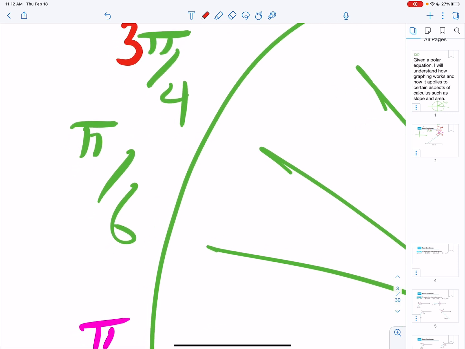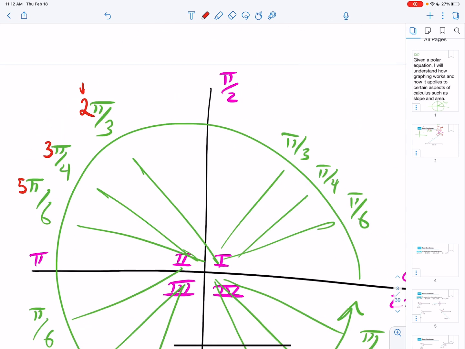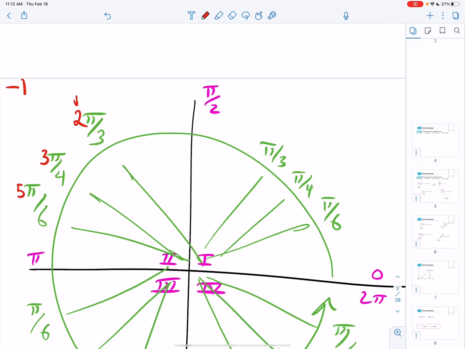So think about what that would be there. Press play when you're ready. This is a no-brainer. 6 minus 1 will give you 5. So just know that when you're in the second quadrant, you subtract 1 from the denominator, okay? So I put a little minus 1 in the corner here.